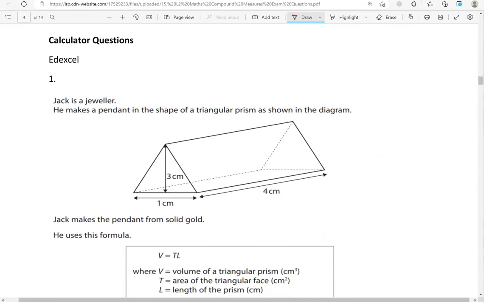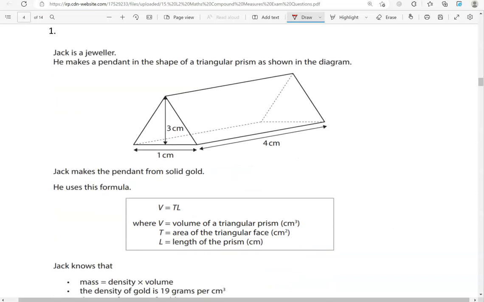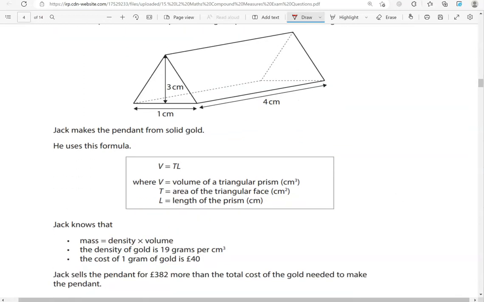Now we move into the calculated questions. Jack is a jeweler. He makes a pendant in the shape of a triangle prism as shown in the diagram. Jack makes the pendant from solid gold. He uses this formula. V is equal to T times L, where V is the volume of a triangular prism in cubic centimeters, T is the area of the triangle face in square centimeters, and L is the length of the prism in centimeters. Jack knows that mass is equal to density times volume.